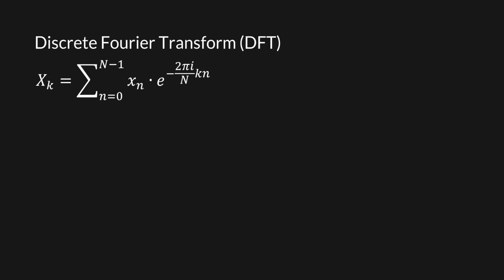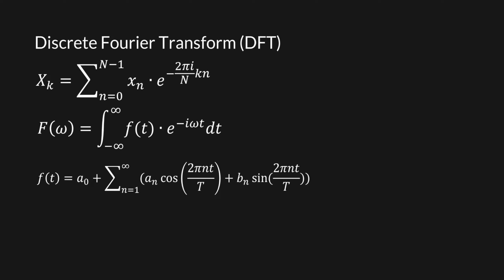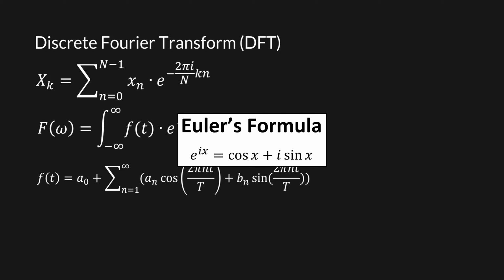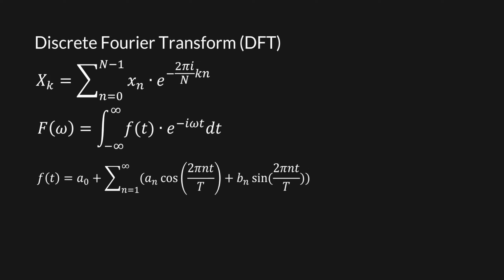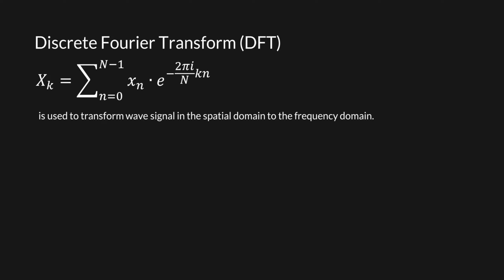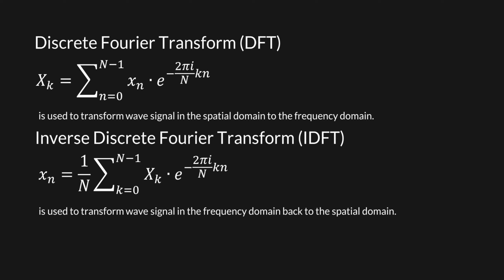The use of imaginary numbers comes from converting sine and cosine functions to exponential using the Euler formula. DFT serves as a tool to transform wave signals from the spatial domain to the frequency domain. IDFT accomplishes the reverse, transforming signals from the frequency domain back to the spatial domain.